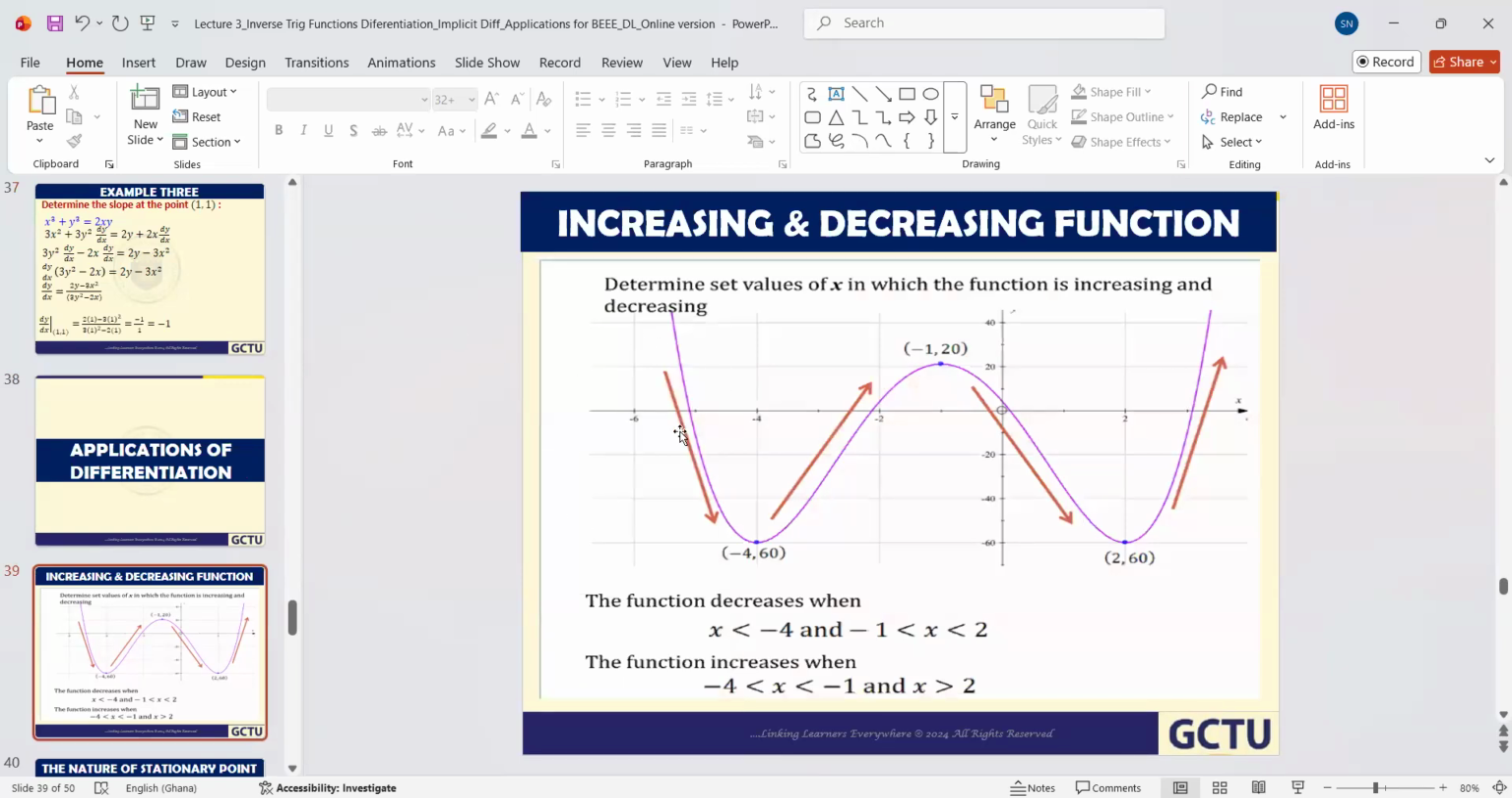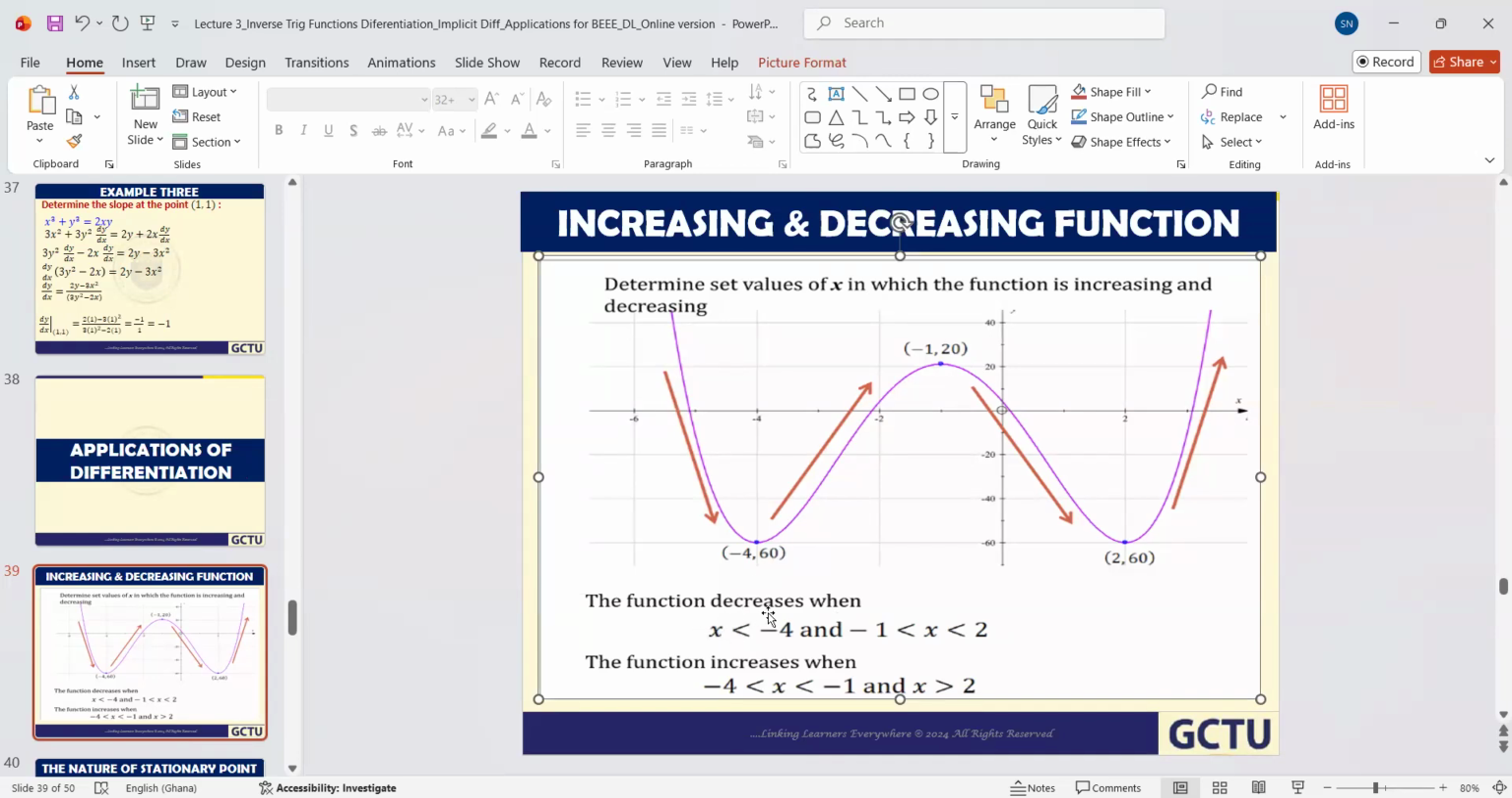Now, one of the applications of differentiation is determining whether a function is increasing or decreasing. Determine the set of values of x where a function increases and where it decreases. I have this graph, a screenshot, with a turning point at (-4, 60) and the other turning point at (2, 60). So where is it decreasing?